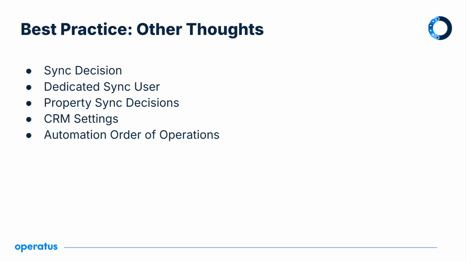The first one is the sync decision. Let's hold that for a second because we'll get into that in a little more detail in just a minute. But underneath that, for the dedicated sync user, we always recommend that an organization have a dedicated sync user with its own permissions, access to certain objects, custom objects, and fields on that object with field permissions. That leads into the property sync decisions below.